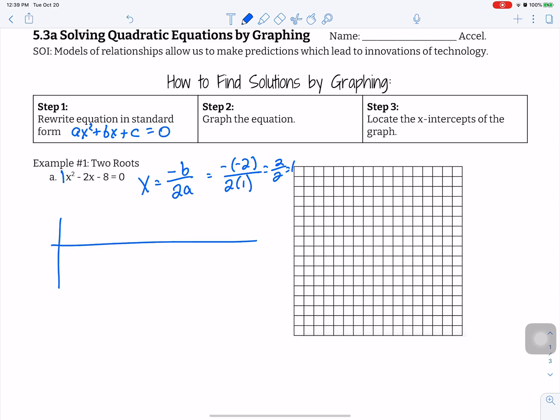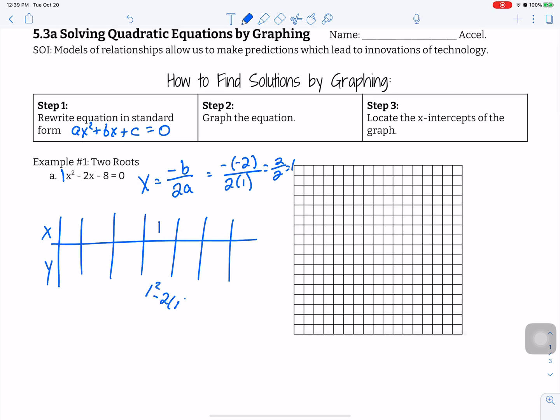So I'm going to start my table here at 1. Actually, I want my point 0, so if I go in the middle, I'm going to put my point 1 in there. And then I'm going to substitute that 1 back into my equation. So 1 squared minus 2 times 1 minus 8. We were doing the graphing piece at the beginning of this unit, a couple days ago. So that would be negative 9. And again, I want to get my table filled out first, because once my table is filled out, it's a lot easier to know where I have to draw my graph.